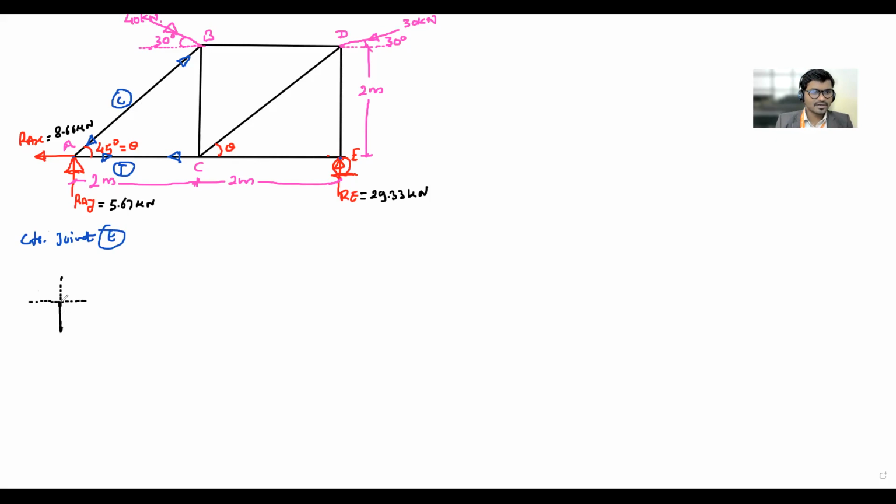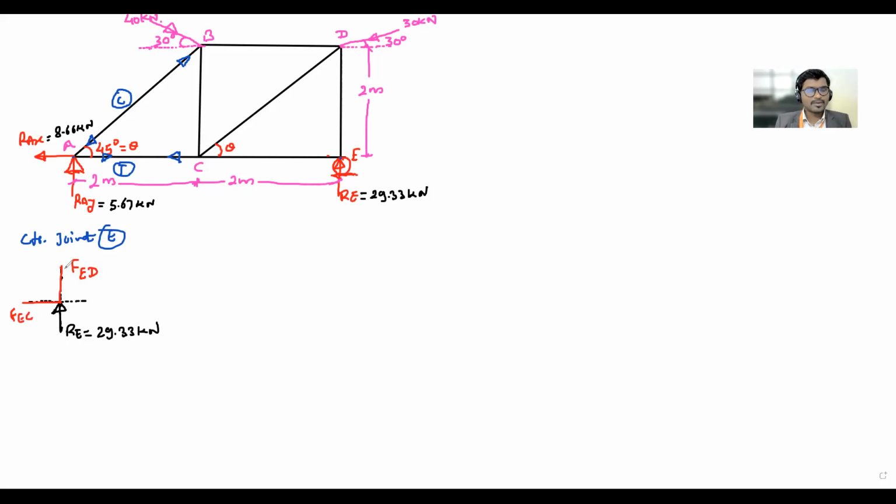Then RE is vertically upward, whose magnitude is known to us, 29.33 kilonewtons. It may happen that you have solved joint B; even then your answer will be the same, don't worry about it. This is the vertical member and this is the horizontal member. What will be the name of the force in this vertical member? FED. And in the horizontal member? FEC. Exactly right.